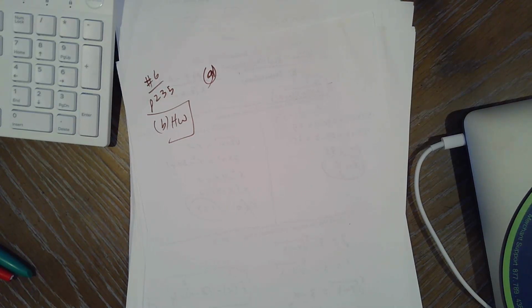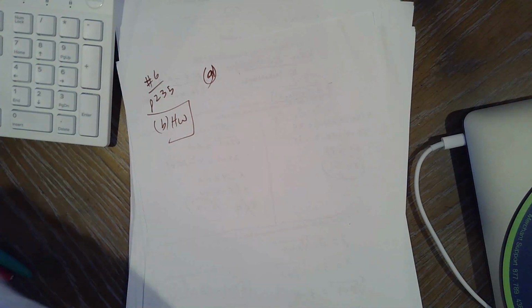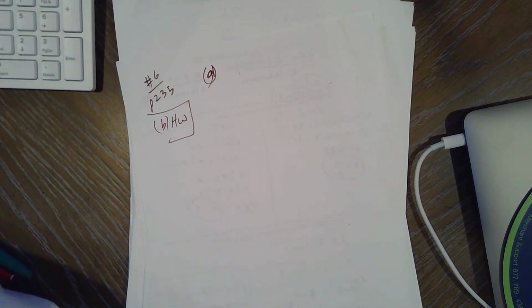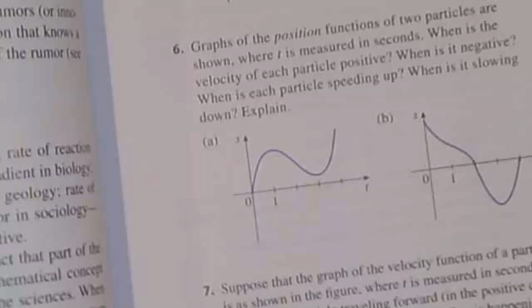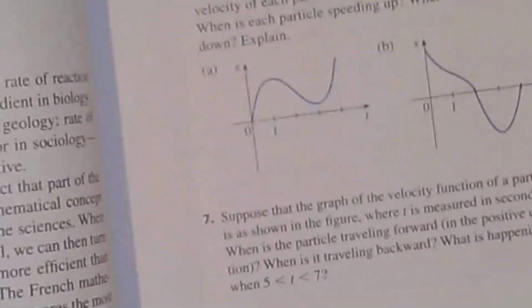When is the velocity of each particle positive? When is it negative? When is each particle speeding up? When is it slowing down? That's a very good question. Looking at the graph, you need to be looking at this graph that I'm looking at. Let me see if I can zoom in. So we're looking at 6A right here. This is the one.